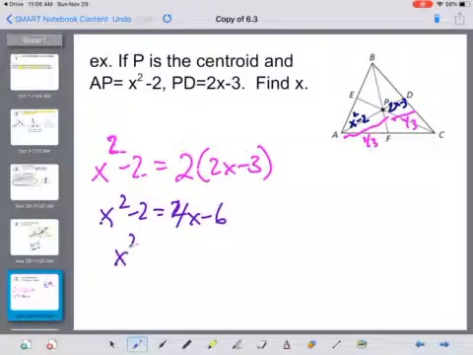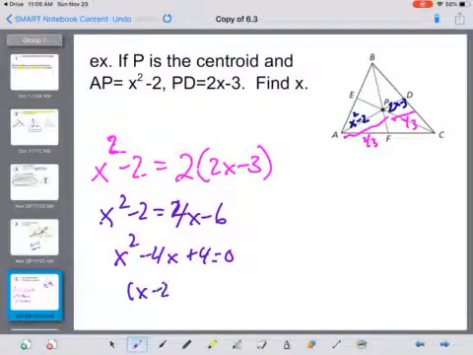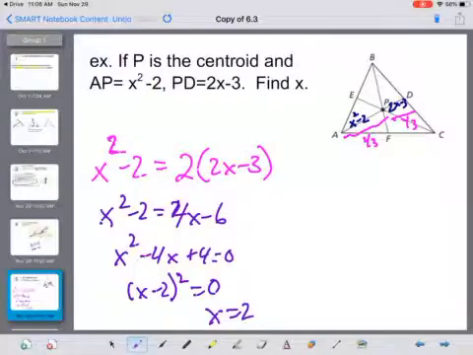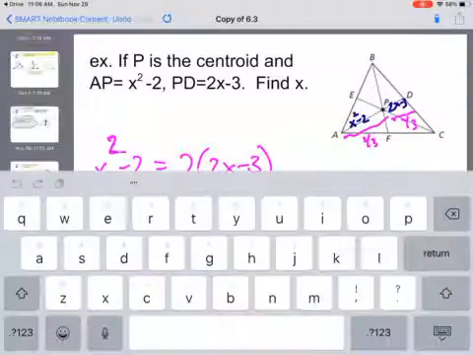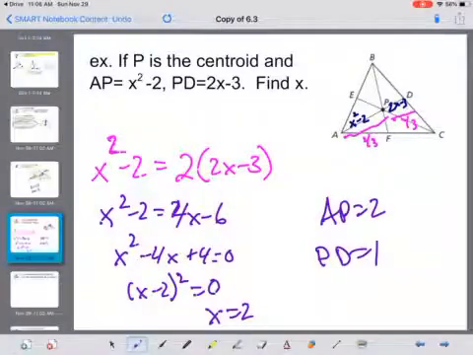Get everything to one side. And this is a perfect square, so I'm going to get x equals 2. And then I can plug that back in, and I can find out that AP is equal to 2 and PD equals 1. Make sure, in this case, it's set to solve for x, but make sure that we are always solving for what it is asking for.